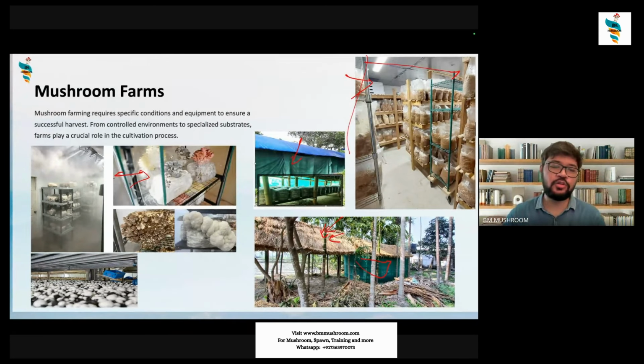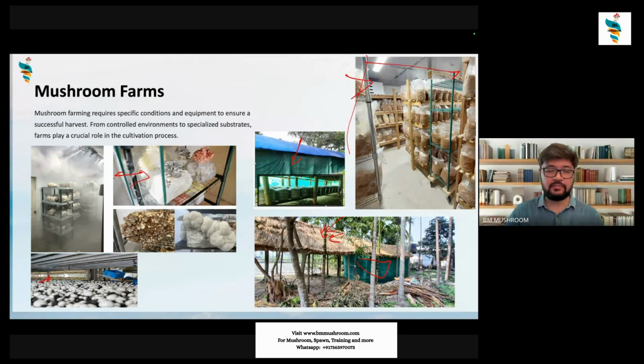You can also grow them in a bucket, or you can grow them in the open also. Like shiitake mushroom are grown in the open. You can grow them under a tree. So there are several ways. In button mushroom farms, they are grown indoor, and they are also grown in outdoor structures when the climate is suitable. So there are several ways a mushroom can be grown.